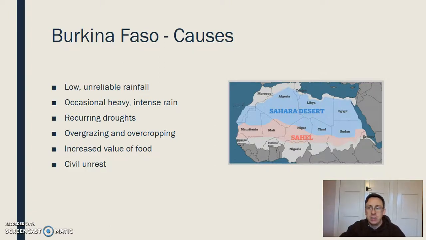Because of all these factors and because of stresses, increases in population, you see a lot of overgrazing and overcropping happening. Because food is a scarce resource in this region, food's increasing in value, and that again encourages people to grow even more of it. And there's also been civil unrest in the area. All of these things lead to major problems.